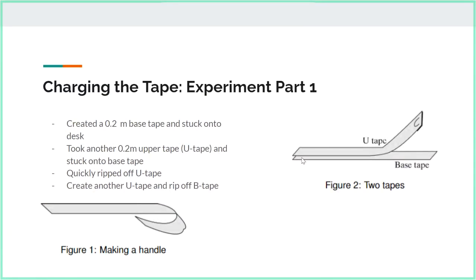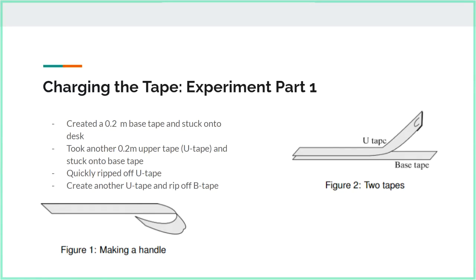To begin this experiment, I measured out a piece of tape that was 20 centimeters long, or 0.2 meters long. I created a little handle at the end for ease of cleaning and stuck it to a desk. I then measured out an identical 0.2 meter tape, created a handle, and stuck it on top of the other tape. I quickly ripped off the top tape, called the U-tape, in order to charge it, and repeated the same process in order to create a second U-tape.